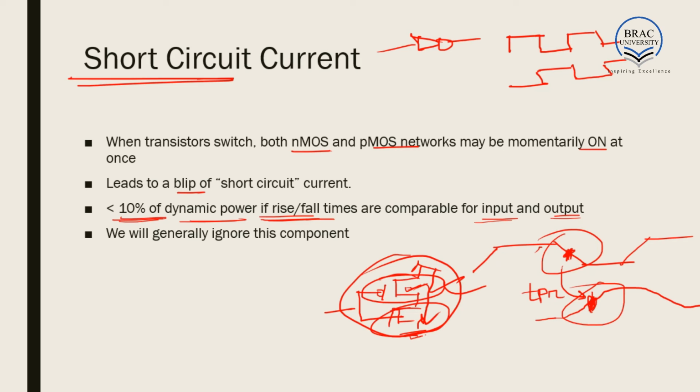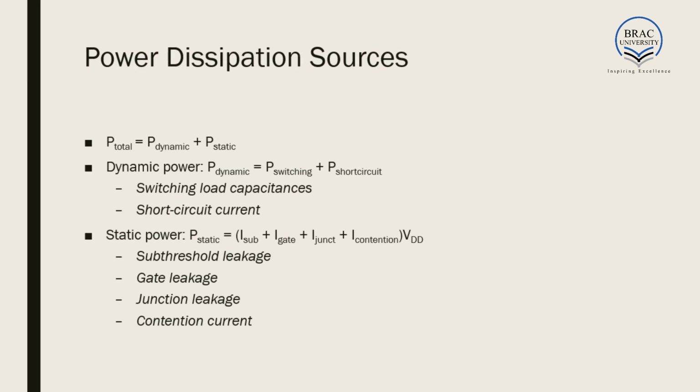In the idealistic condition there is no short circuit current, so we generally ignore this component, because we design the circuit in such a way that the rise and fall times of input and output are generally comparable, and as a result this total short circuit power is less than 10% of the dynamic power. Since its value is very low, we can sometimes ignore this, and we generally do ignore this short circuit current.